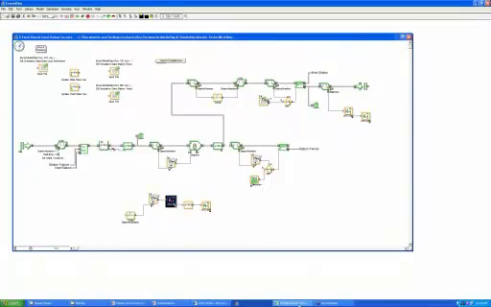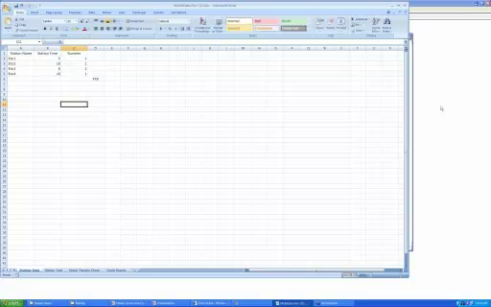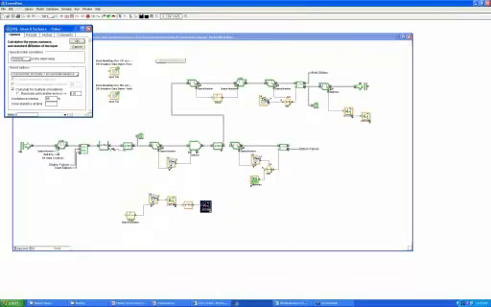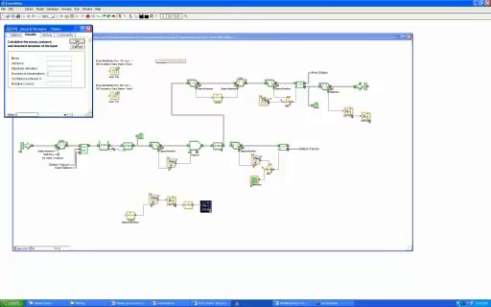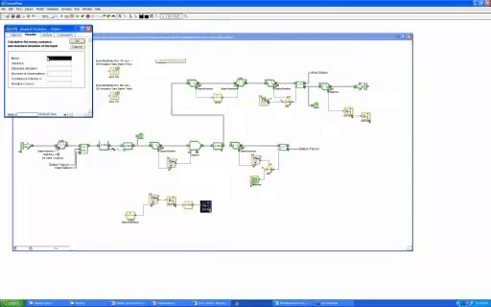In this situation, we can select the station for which we would like information on. We can run the simulation, and we can get the results of a mean of 12.